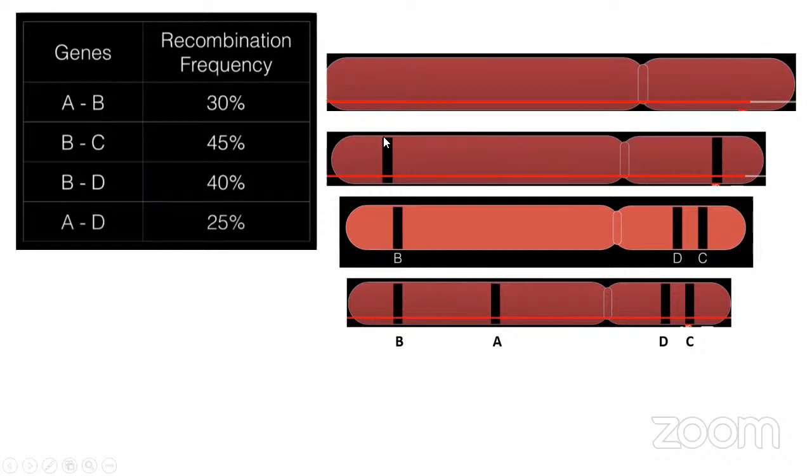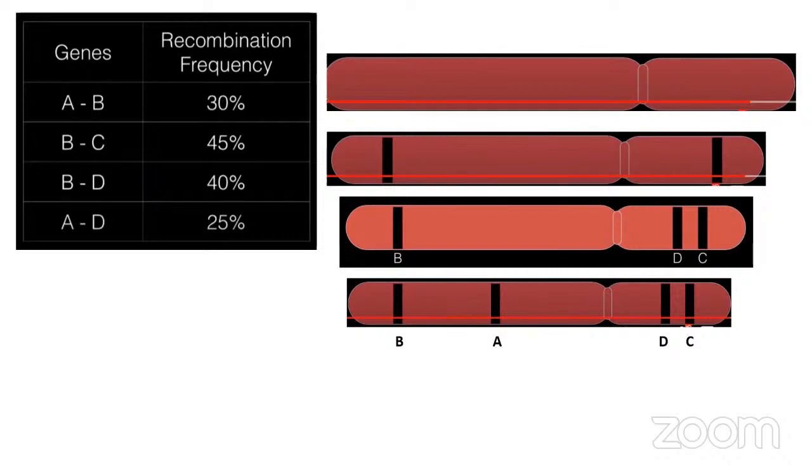So we will draw the gene location as A and B, and the distance between them is 30. Okay, fine. 30 map distance or centimorgan. Now, the frequency of recombination between B and C is 45%. So B and C, the recombination will be 45%.